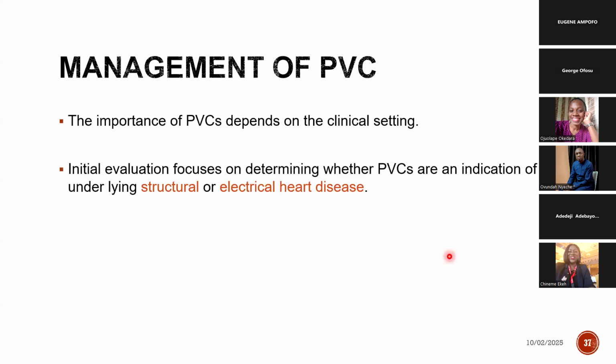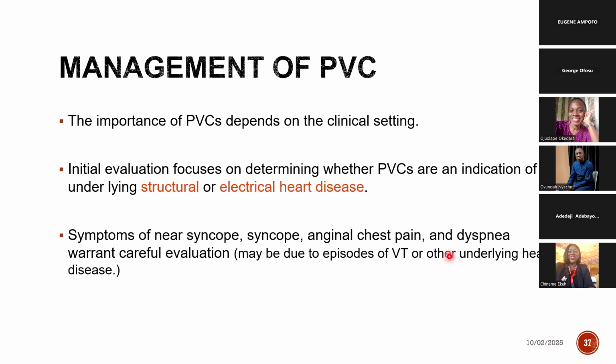So how do we manage PVC? The importance of PVC depends on the clinical setting. This actually depends on the patient's age, comorbidities, presenting symptoms, and clinical examination findings, whether they have underlying structural heart disease or no structural heart disease. Always, the initial evaluation focuses on determining whether the PVCs are an indication of an underlying structural heart disease or electrical heart disease.